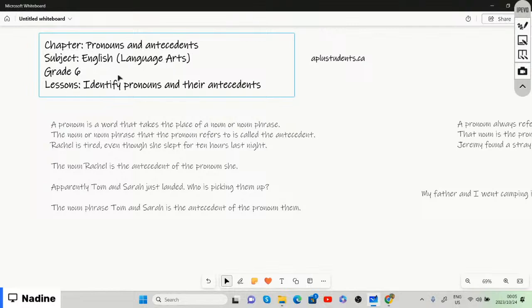And the lesson that we're going to be focusing on under the chapter of pronouns and antecedents is to identify pronouns and their antecedents. During the course of the lesson, we are going to give a description of what pronouns and antecedents are, as well as examples.